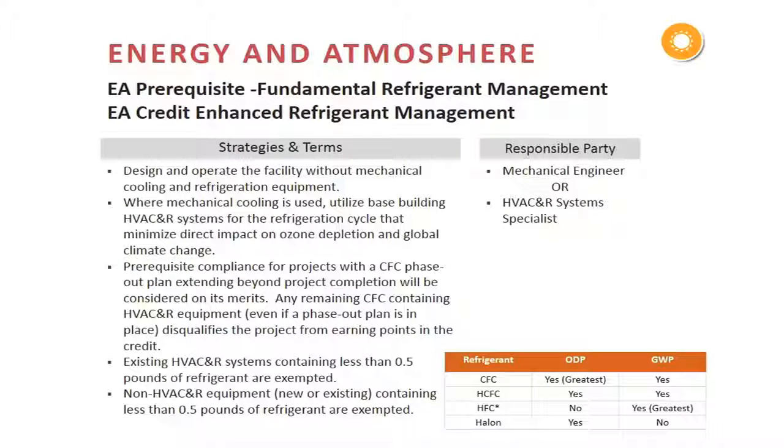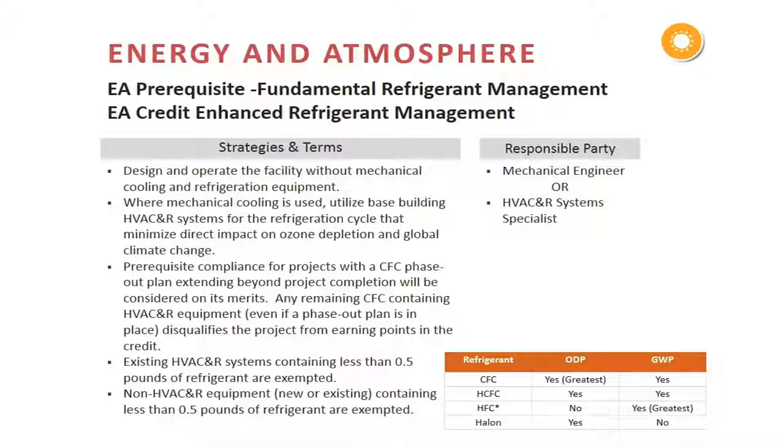So here's the strategies we have in mind here for this credit. First of all, and where it's possible, design and operate the facility without mechanical cooling or refrigerant. Now that's terrific for buildings that can accomplish that, but say there needs to be a refrigerated storage area, or maybe you're in a hot climate and can't maintain comfort without mechanical cooling. So for those types of projects, or others where mechanical cooling is needed, the base building HVAC system should use refrigerants that minimize the direct impact on ozone depletion and global warming.